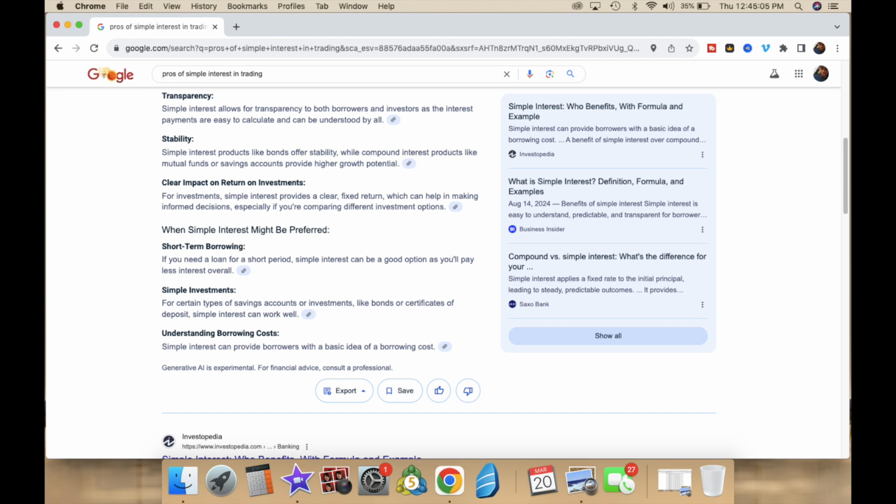And then it also gave some results of transparency, stability, and clear impact on return on investments. And I think as far as stability, the forex market is very volatile. So there are going to be times where a news event will occur, and if you have a trade open, all of a sudden it goes in the complete opposite direction of what you expected. So I guess in a sense, in that case, the simple average would be a major pro.